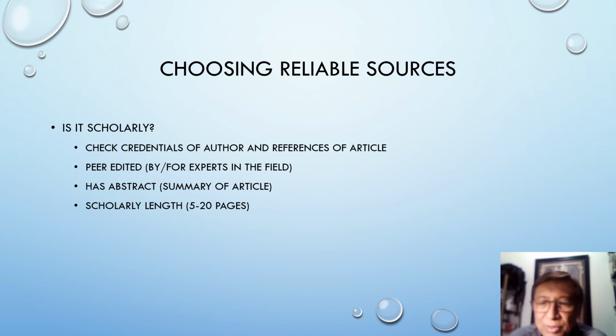When you find them in journals, usually they're peer edited by other experts in the field, and sometimes the work itself is written for them, right? Especially in journal magazines, which are written for the people in the field themselves. I would say an abstract is a good indication of a scholarly article. So if you see an article with an abstract, most likely it has that validation of being professionally written.